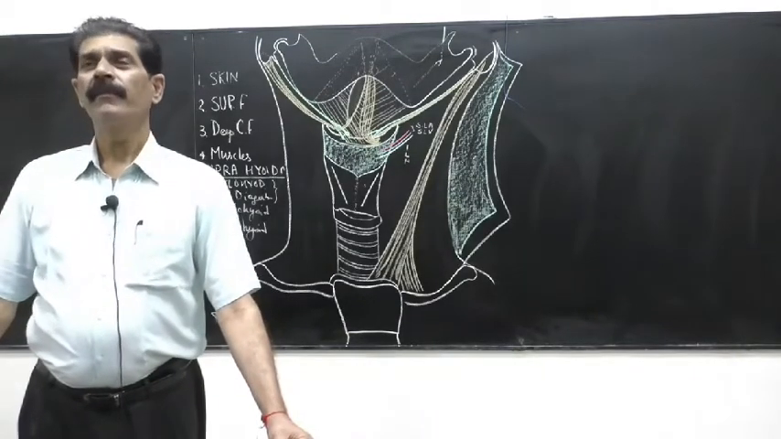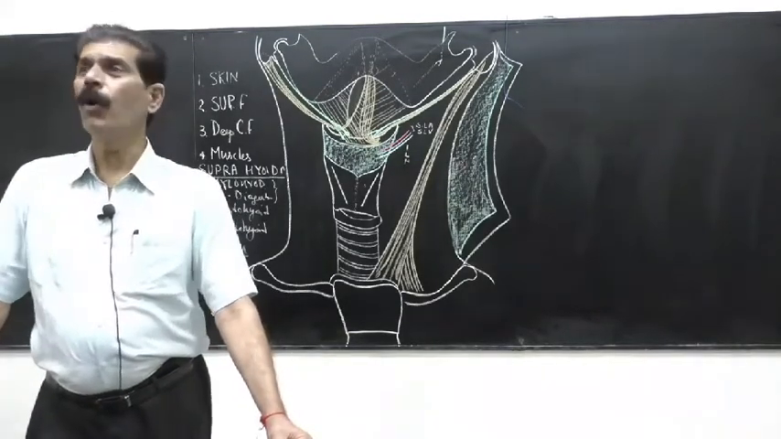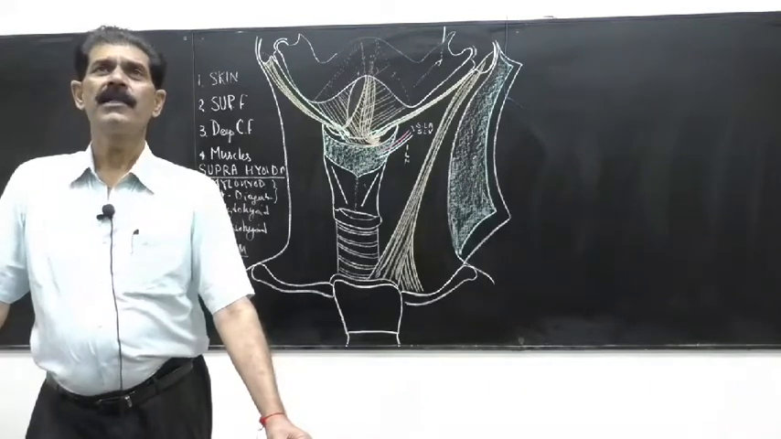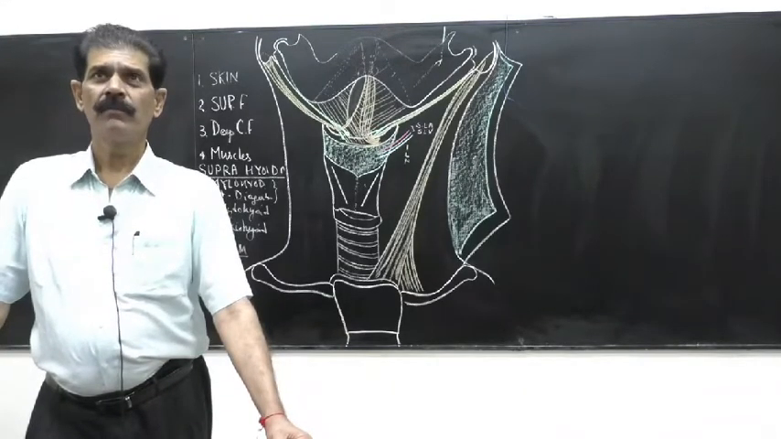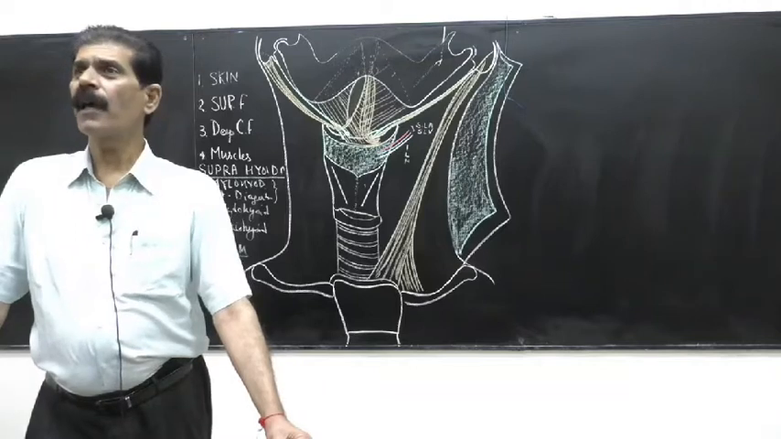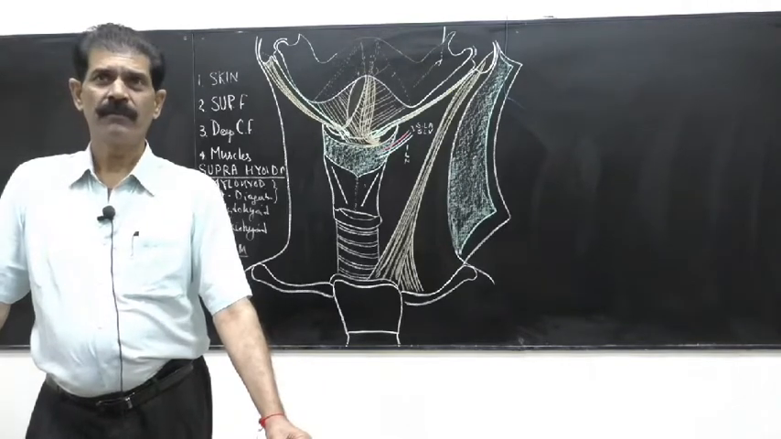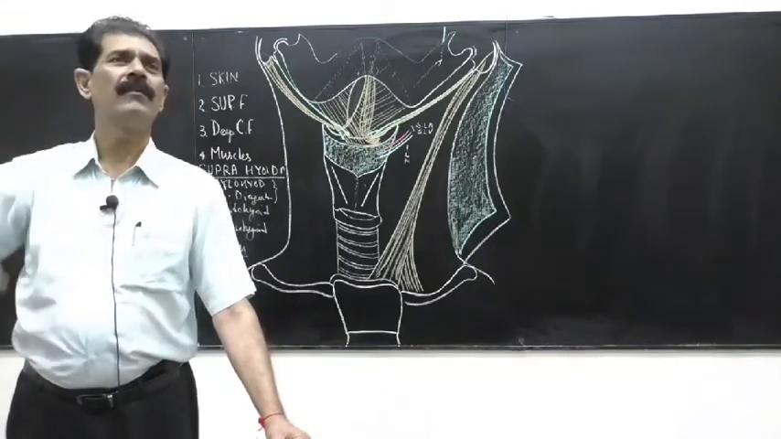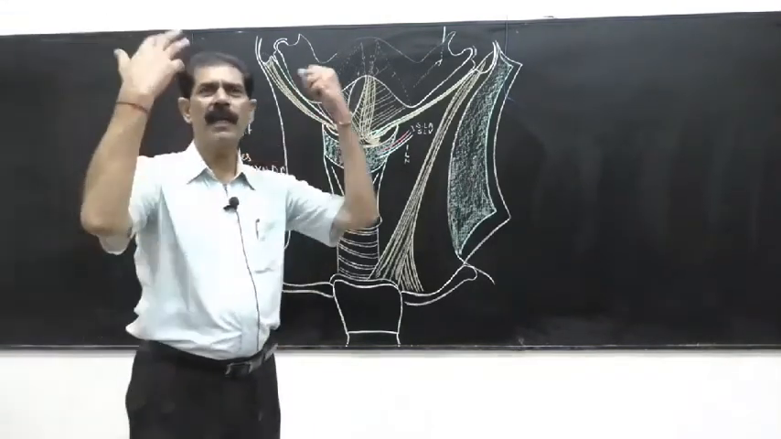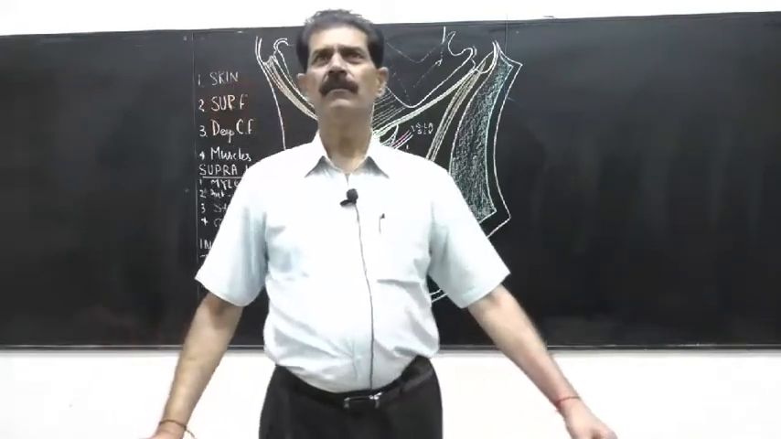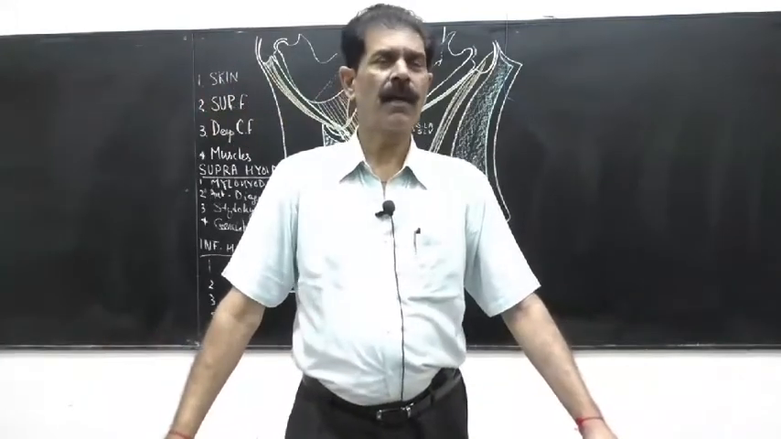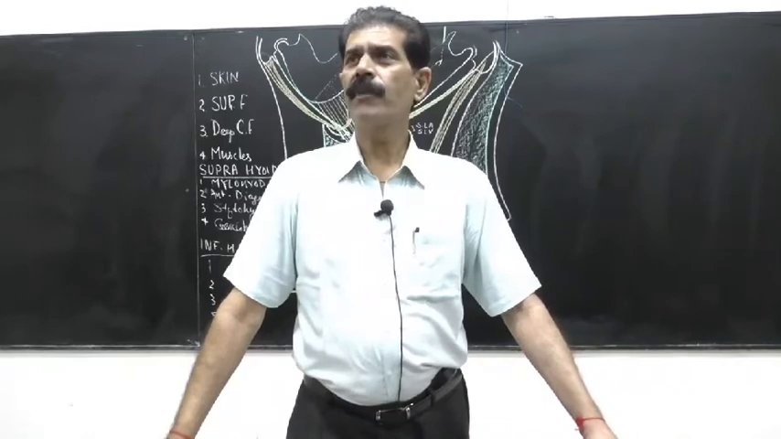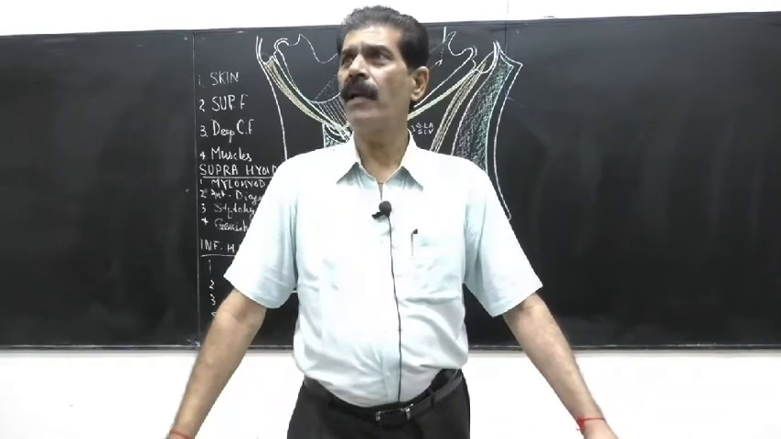Above, as the name is spheno, it is attached to the spine of the sphenoid bone. The third is the pterygomandibular raphe. These are the three structures through which the mandible hangs from the skull. You should know how the mandible is hanging from the skull. Three suspensions: stylomandibular ligament, sphenomandibular ligament, and pterygomandibular raphe.